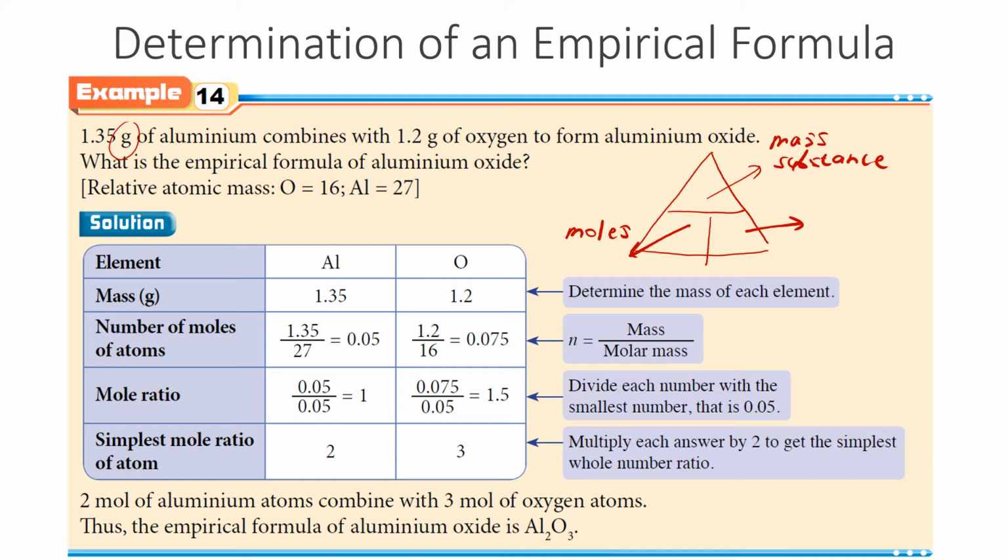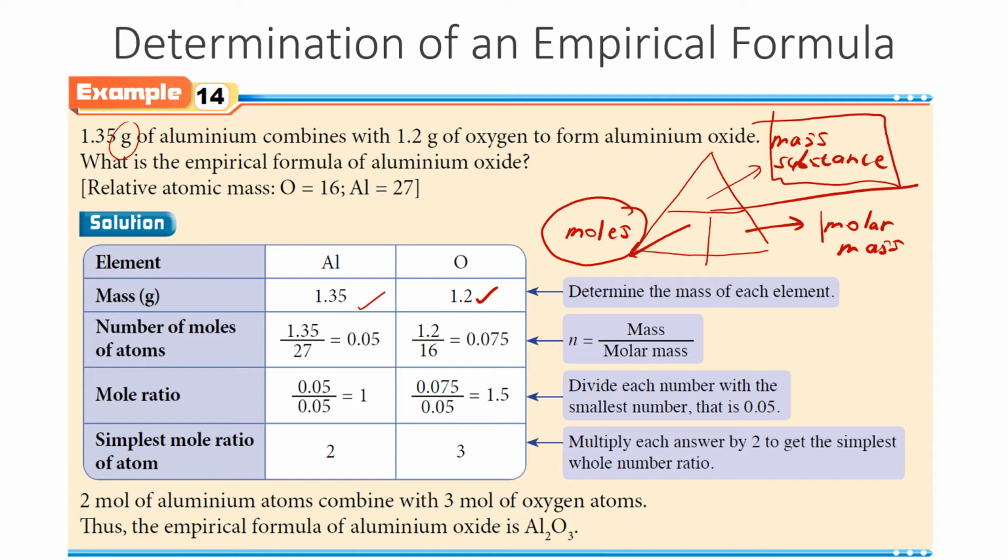Okay, and this is the molar mass. Remember, molar mass is the same as the relative atomic mass. The mass is given: aluminium 1.35 gram and oxygen 1.2 gram. So the number of moles, according to this formula, is equal to mass of substance divided by the molar mass.